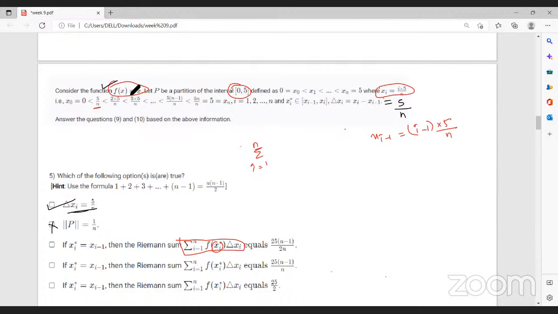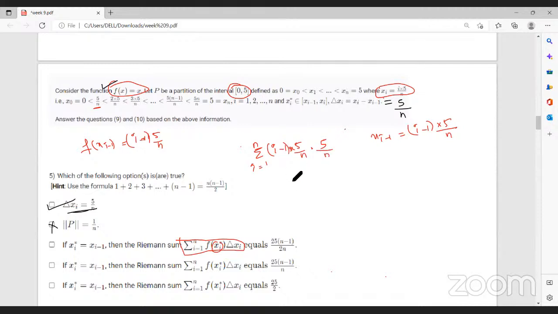So what will be here? Only x is there, so I can directly put i minus 1 into 5 by n, right? F of x at i minus 1 will be (i minus 1) times 5 by n, right? So this is my value, and what is delta x_i here? 5 by n. So 5 by n.